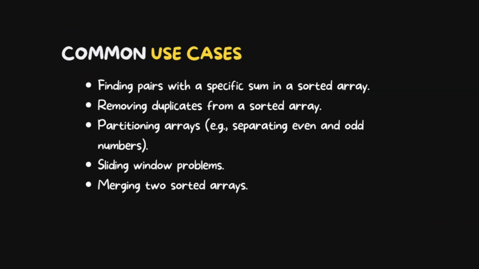Now let's look at some of the common use cases of two-pointer techniques. Finding pairs with a specific sum. For example, in a sorted array, you can use two pointers to efficiently find two numbers that add up to a target. Next one is removing duplicates. This is a common problem in sorted arrays where you need to remove duplicates in place. Next is partitioning arrays. For instance, separating even and odd numbers within an array.